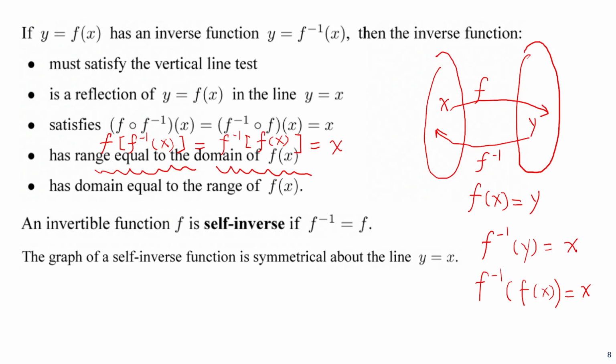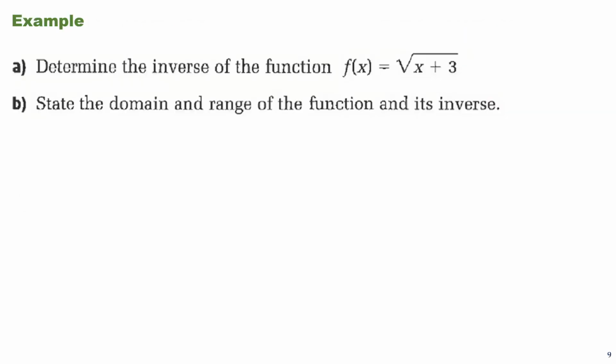Okay, and an invertible function f is self-inverse if f inverse equals f, which means the inverse function is actually the same as the original function. So in that case, that's a self-inverse function. Okay? Any questions? Okay, if not, let's have a look at some examples to check your understanding so far.